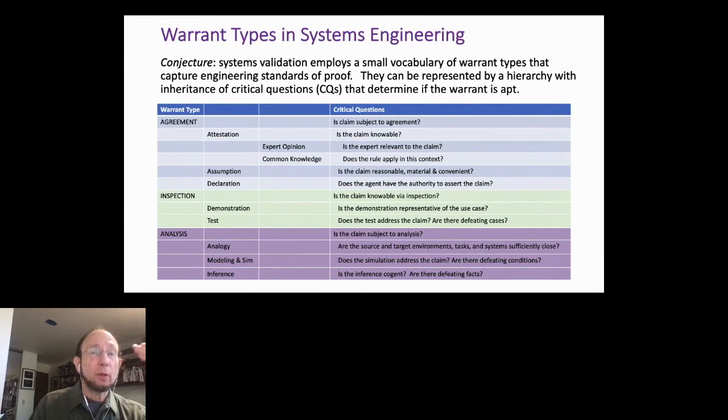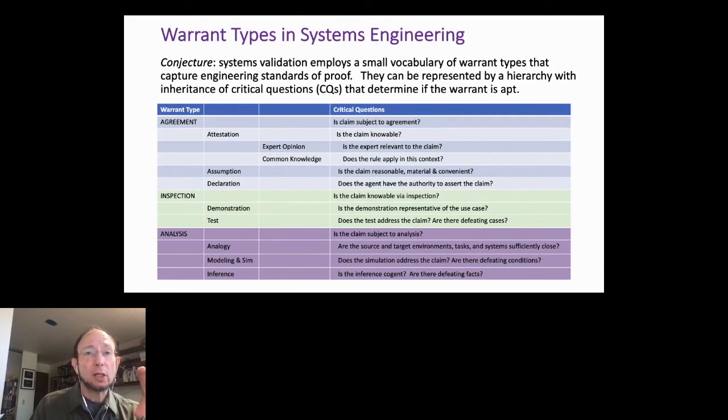So we have critical questions which are inherited down this tree. Attestation, common knowledge, does the rule apply in this context for everything that is a piece of common knowledge? In general, there are exceptions. Assumptions, is the claim that we're making via assumption reasonable? Is it material to what we're trying to assert or conclude in the end? Is it convenient? So these are properties of assumptions that govern any assumption that you might make.